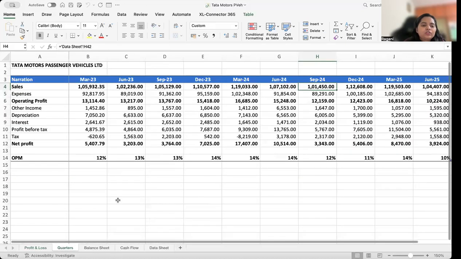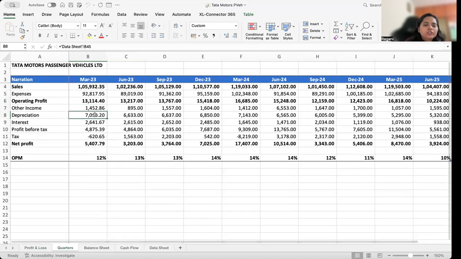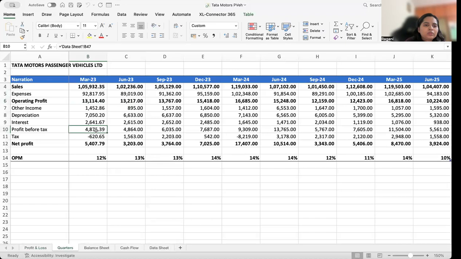And then going to the quarters data. Sales: I took the data from the data sheets for sales. After that I calculated expenses. I took the data from the data sheet for expenses. Then operating profits: I took the data from data sheets for operating profits. Then incomes, expenses, depreciations, for everything I took the data from the data sheets.